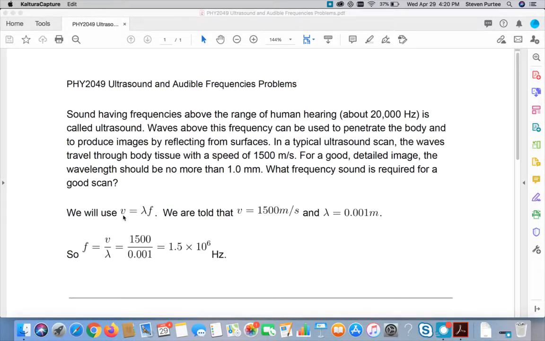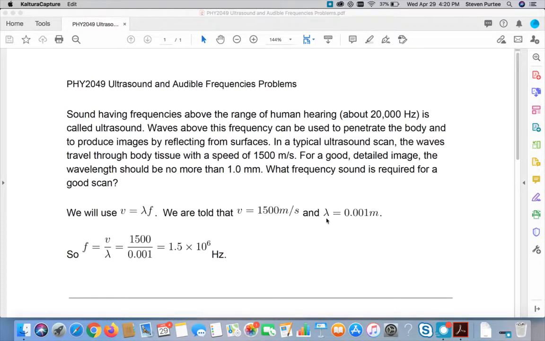v is our wave speed, how quickly the wave can travel. Lambda is the wavelength, the distance from one crest to the next. Frequency is the time it takes, or how many cycles we get per second. So how many waves per second we have, measured in hertz. So we're told that v is 1500 meters per second. That's the speed at which waves travel through body tissue.